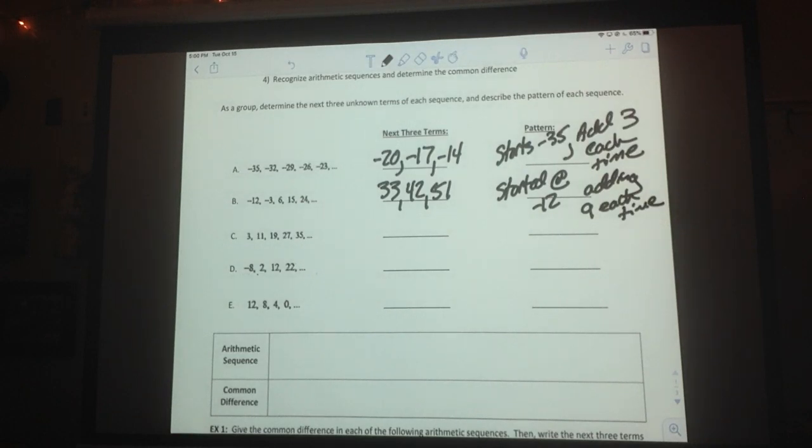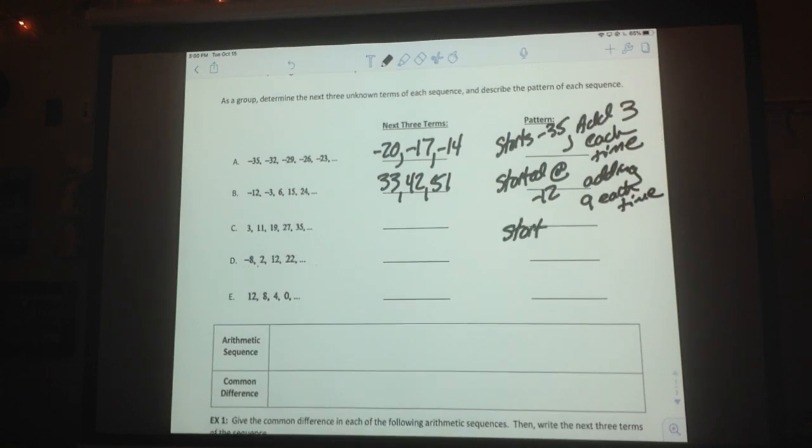Okay, how about the next one? 3, 11, 19, 27, and 35. If I look at that, I know that I start at 3. So, what is my next 3? Well, 3 to 11 is adding by 8. 11 to 19 is adding by 8. So I'm adding 8 each time. And what would be my next 3 terms? They would be 43, 51, and 59.